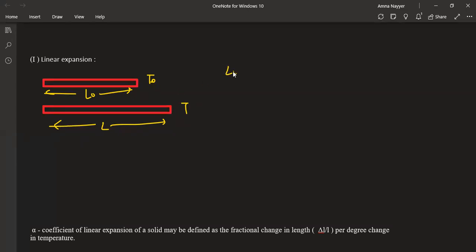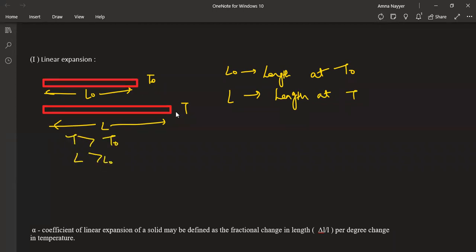I'll write this. L naught is the length at temperature T naught. Then you have L, which is the length at temperature T. So obviously T is greater than T naught and L is greater than L naught. Final temperature, final length are greater.